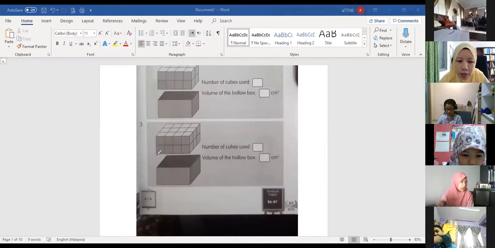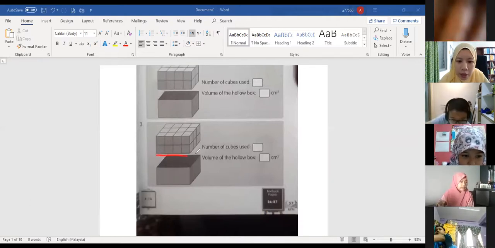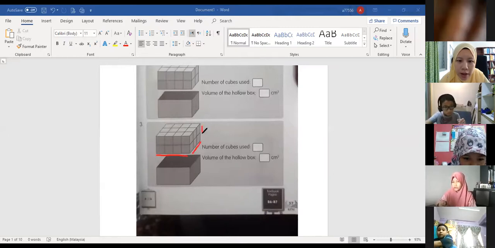Okay, remember the formula, the length times dengan width times dengan height.